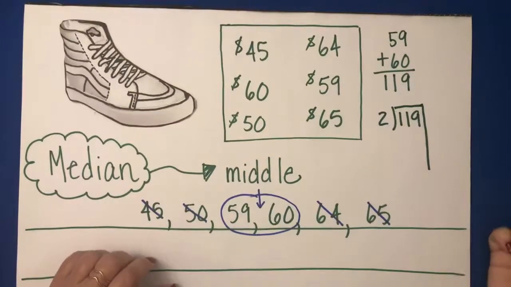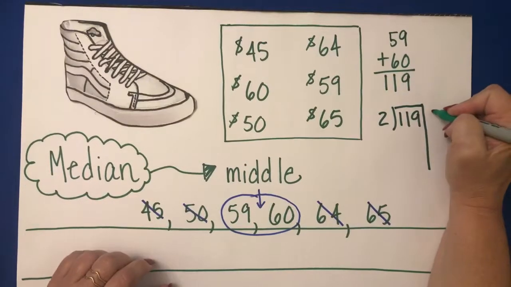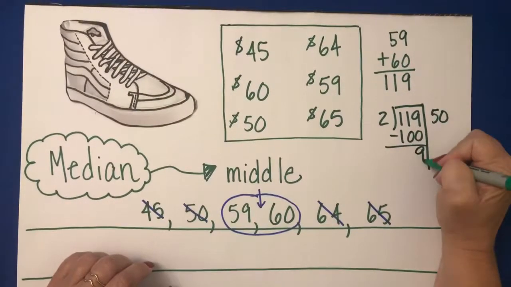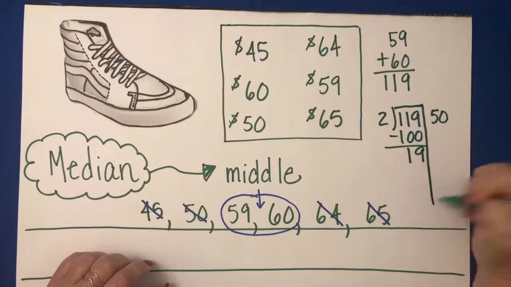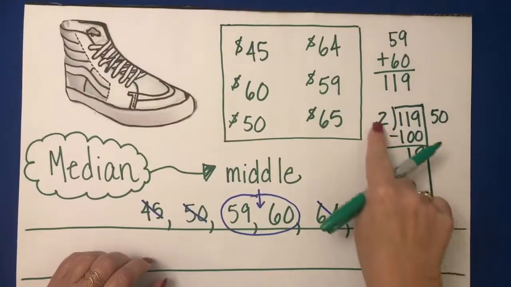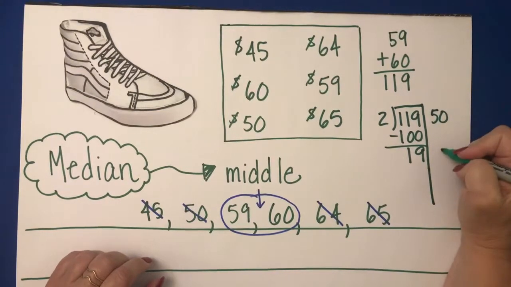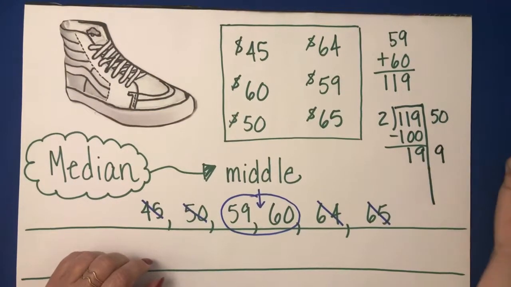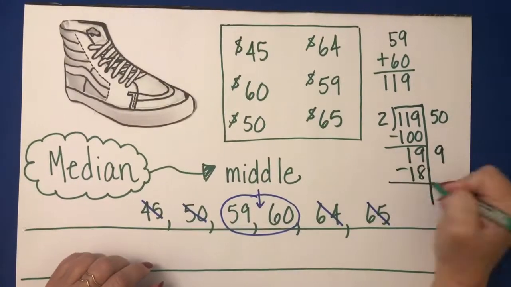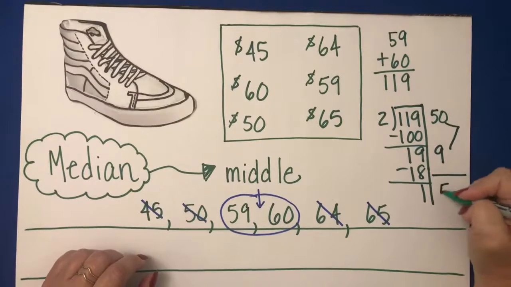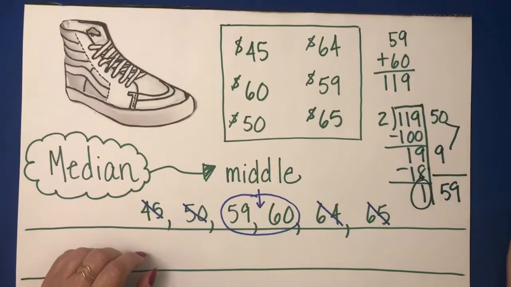And I know that 50 groups of 2 is going to make 100, so I'm going to jump right to that and then subtract this out. Now I don't know any facts that land on 19 when I multiply it by 2, so I'm going to jump to a 9 here, because I know 2 times 9 makes 18. Okay, so that gives me a total here of 59, but I still have this one remainder.